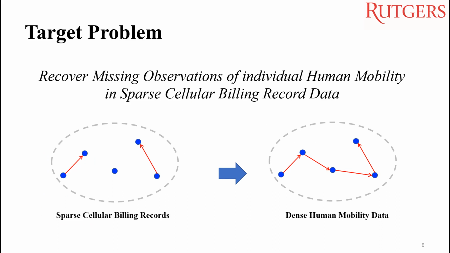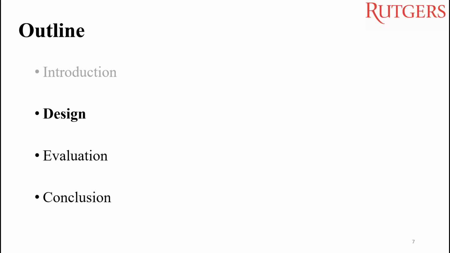So to summarize, our target problem is to recover missing observations of individual human mobility in sparse cellular billing record data. So that's the short introduction. Then next is the design.